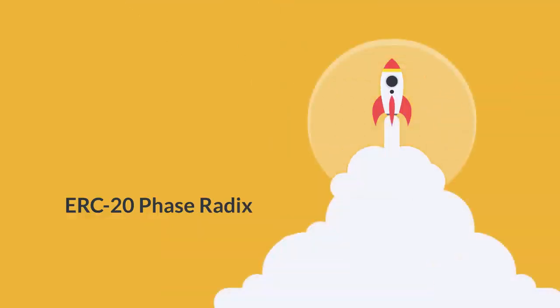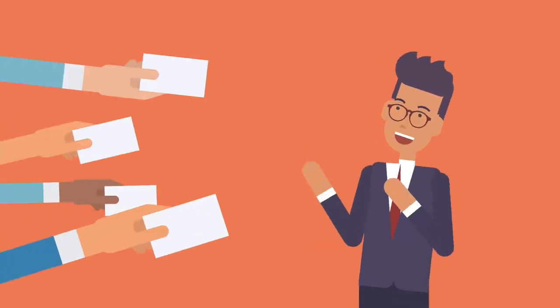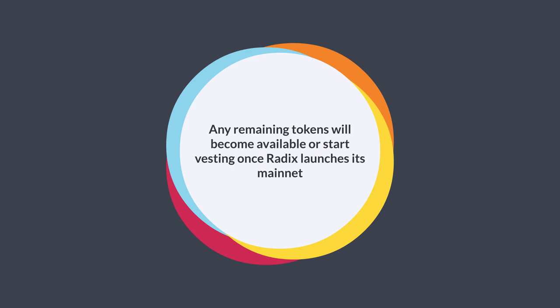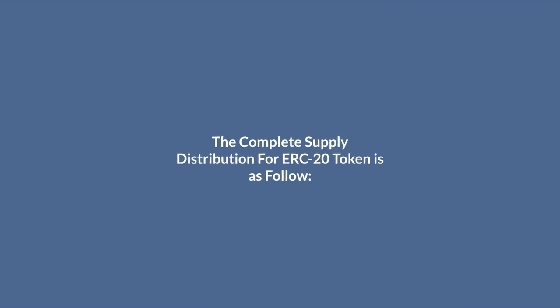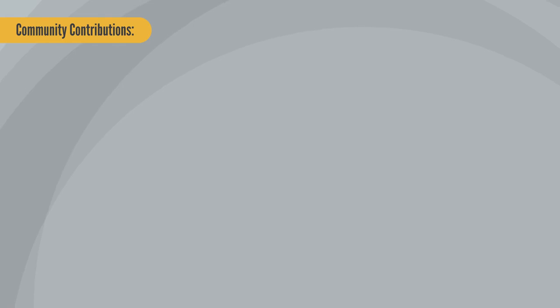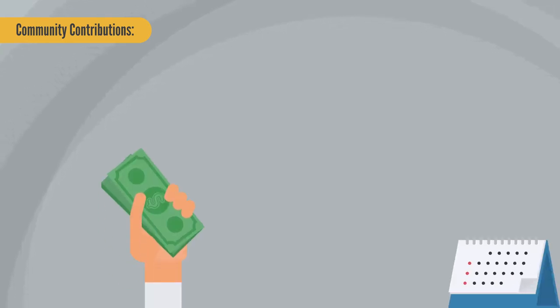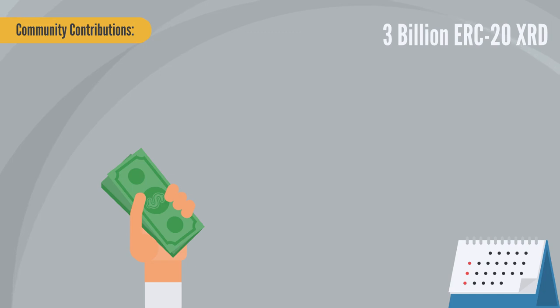ERC20 phase. Radix will launch XRD as an ERC20 first, which will give early contributors the first opportunity to receive their token allocations. The team will distribute 4.41 billion as ERC20 versions of XRD, 36.75% of the proposed native supply at Genesis, 12 billion. Any remaining tokens will become available or start vesting once Radix launches its mainnet. The complete supply distribution for ERC20 XRD tokens is as follows. Community contributions. Purchasers in the token sale that ran from 2013 to 2017 will receive 3 billion ERC20 XRD, or 68% of this initial distribution.